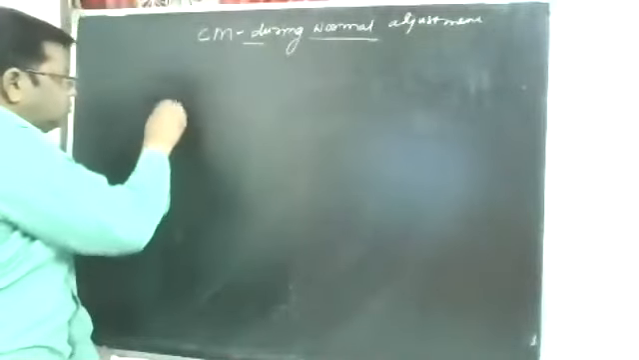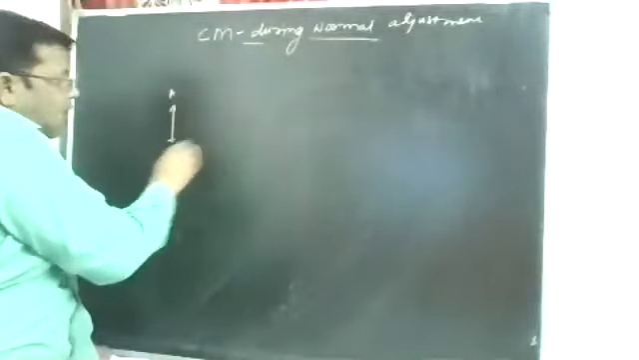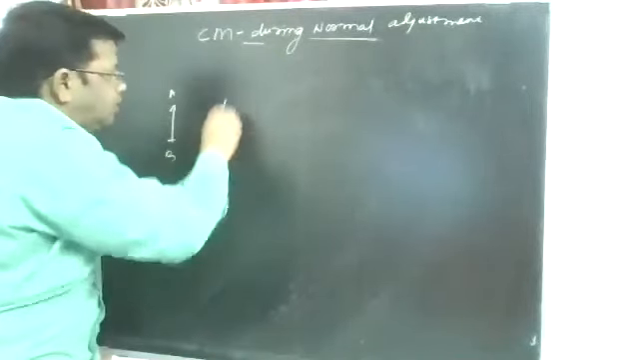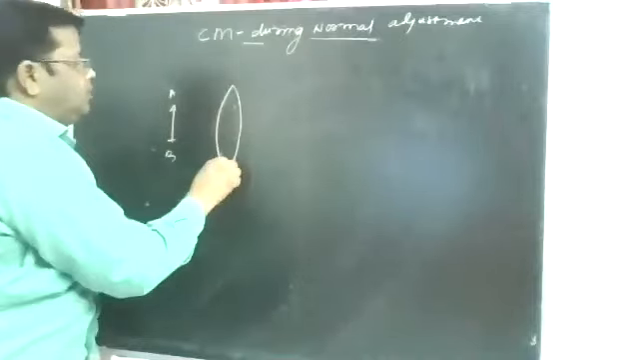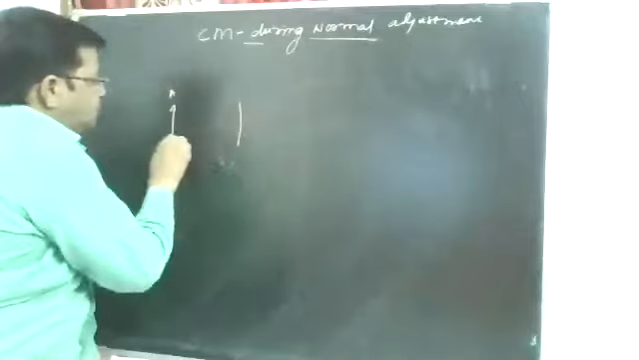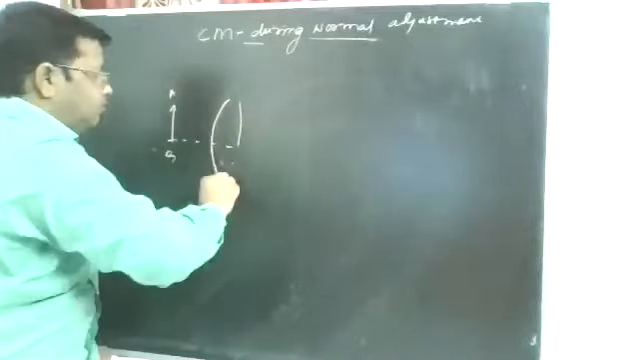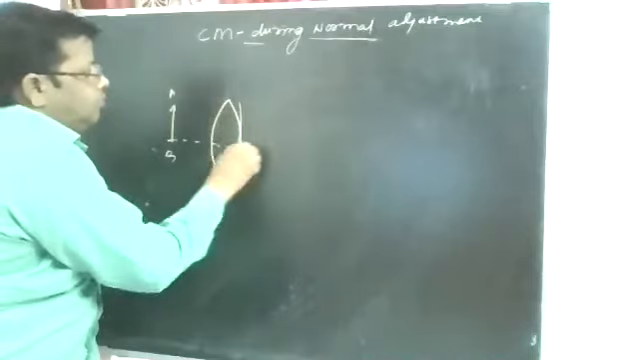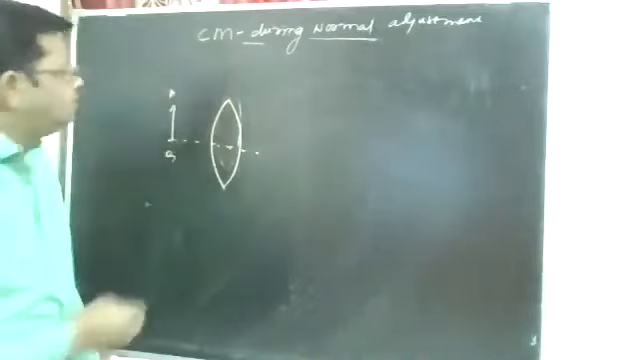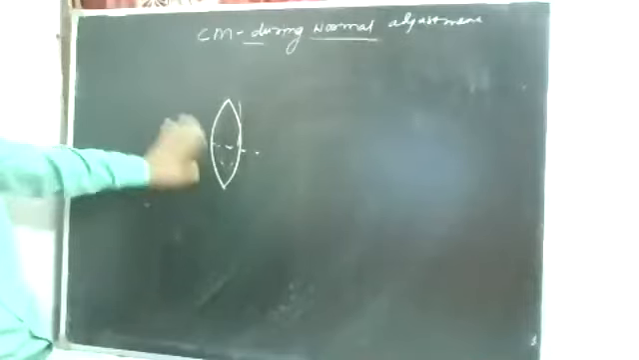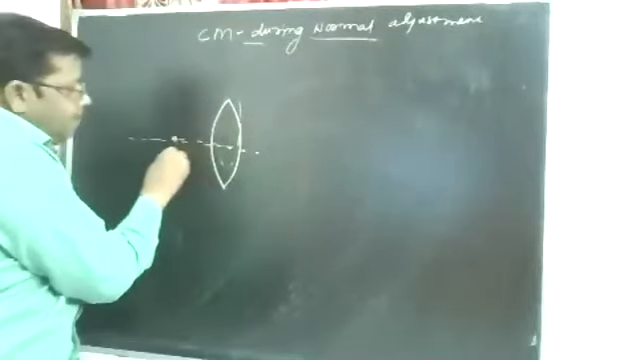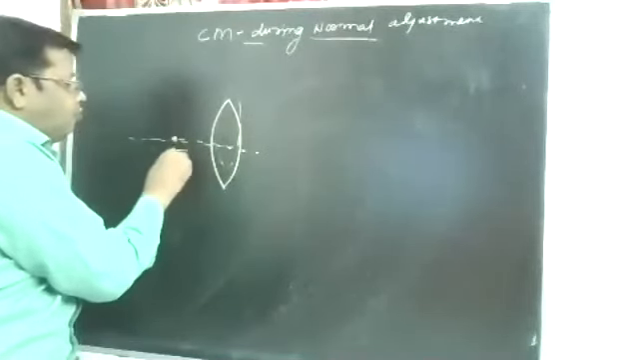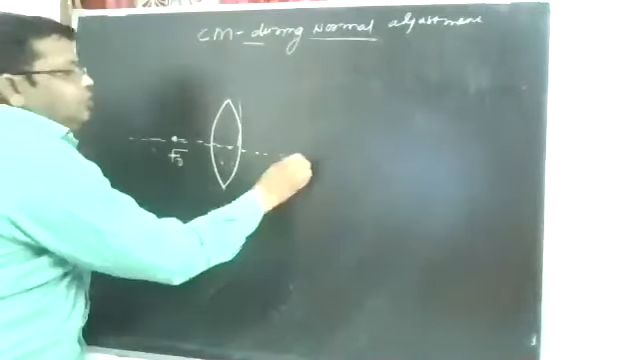Yes. See here, beta. This is the object, and we are keeping here a lens whose focal length is small. This lens is kept in front of the object, so that's why this lens is called the objective. If this is the focal length of the objective, Fo is the focal length of the objective.